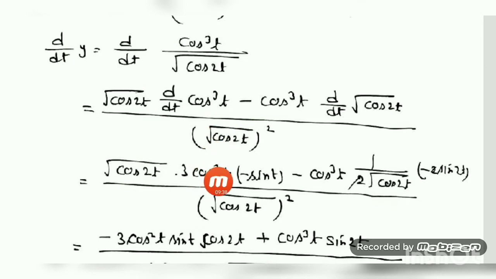So 3 cos of t to the power 2 into d/dt of cos t is equal to what? Minus sin t. Here this step I had done directly. Okay, this is cos cube t, and for the root, you just think of it as root t. D/dt of root t is 1 by 2 root t into d/dt of cos of 2t. The cos of 2t derivative is minus 2 sin of 2t, denominator whole square.